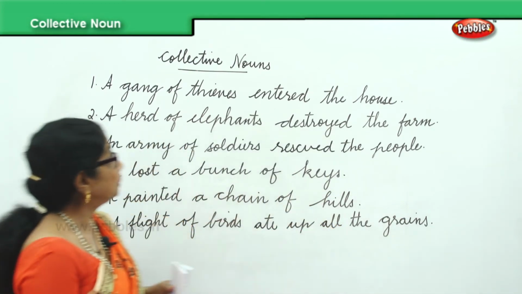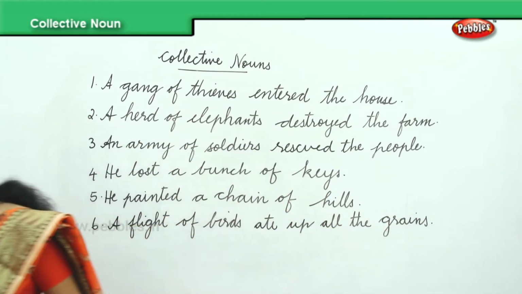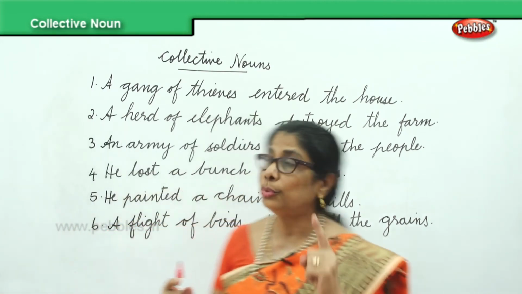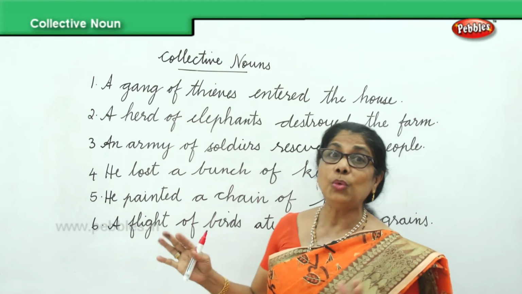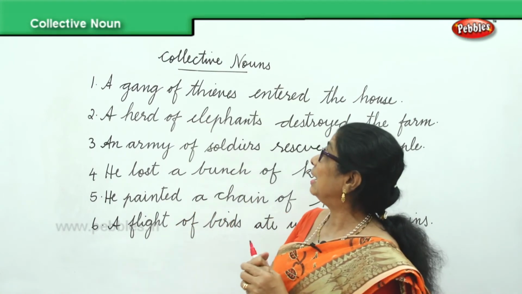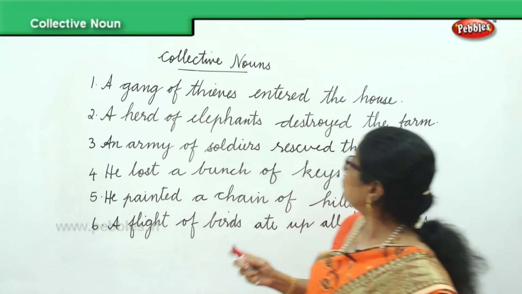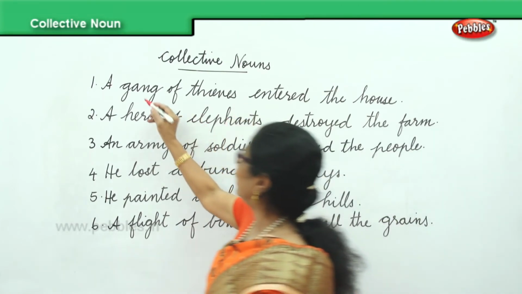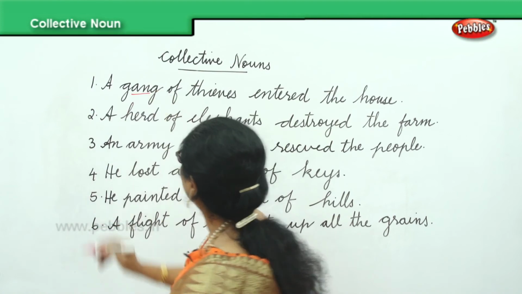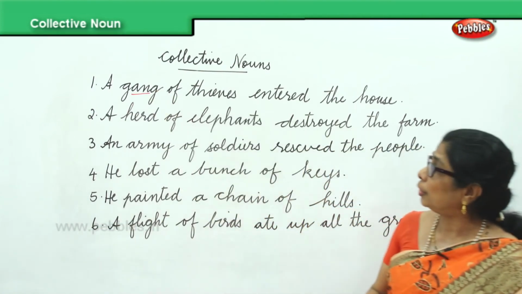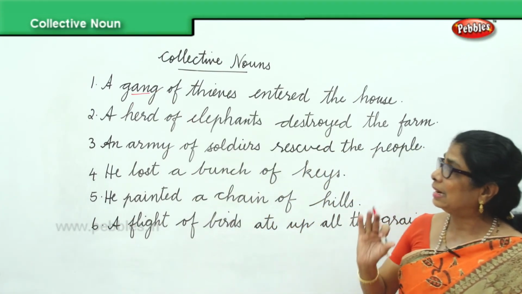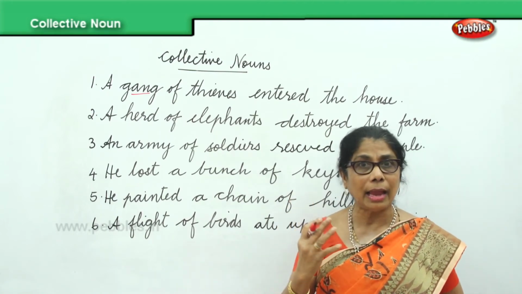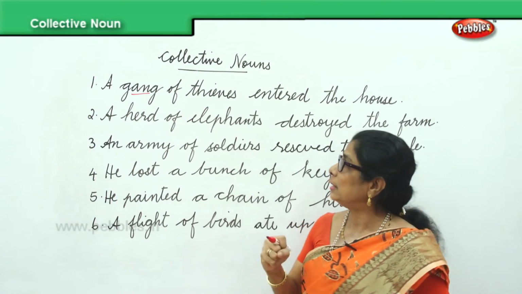Now, look at the sentences we have here. Let's learn to look at the collective nouns in these sentences. A gang of thieves entered the house. The group name for thieves is gang. You won't say five thieves or two thieves. You say a gang of thieves, even if it is two.